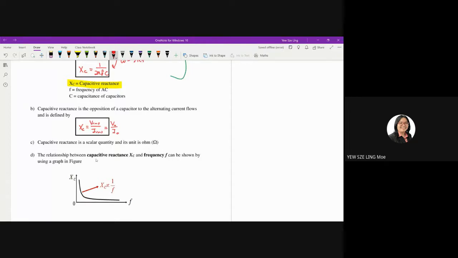So the relationship between capacitive reactance and the frequency can be shown using the graph below. Okay, according to the equation, XC equals 1 over 2 pi FC. The relationship between XC and F is inversely proportional. Inversely proportional, it gives you this graph. Okay, that is the graph for inversely proportional.